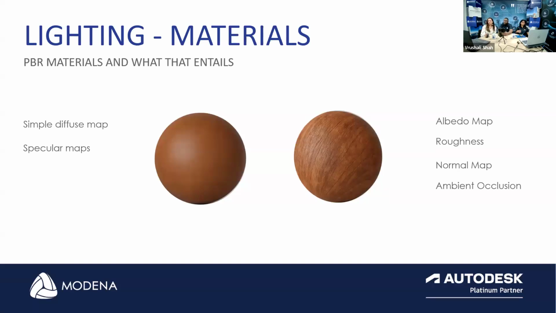So before you had a simple diffuse map and maybe a specular and a little bit of roughness. I think there was roughness, I'm really not sure about that. I just knew it was very flat. And then you go into PBR, which has all these other maps.